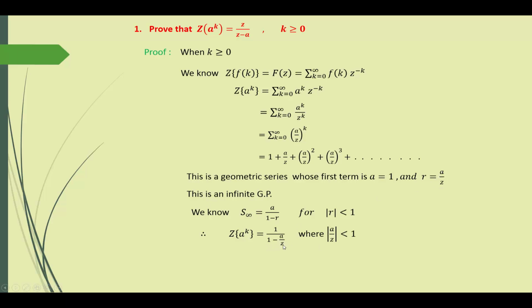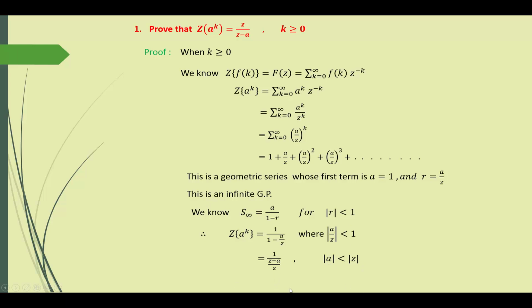r is a upon z, and mod r means mod a upon z less than 1. So we get 1 upon, take the LCM here, LCM is z, so z minus a upon z. 1 upon z minus a upon z, and this is mod a less than mod z. This is mod a less than mod z.